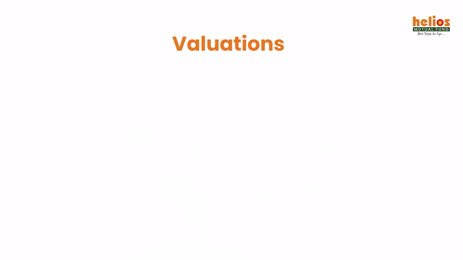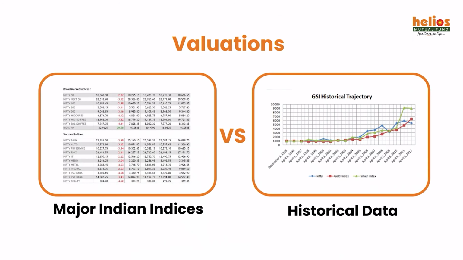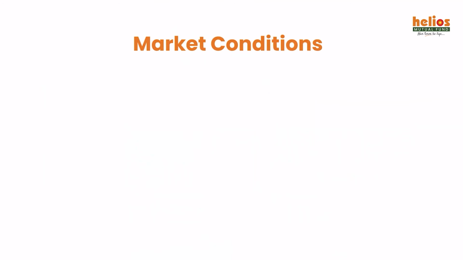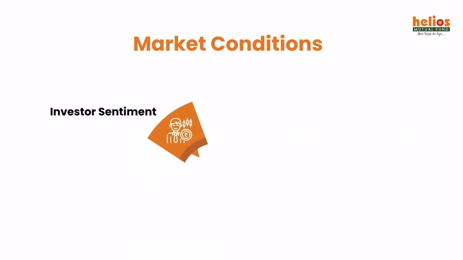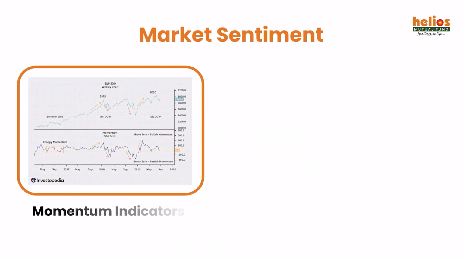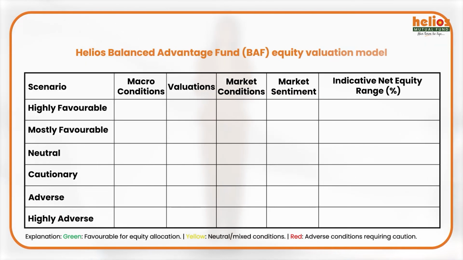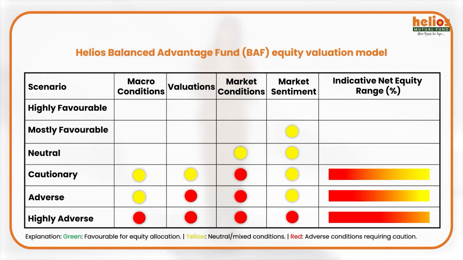Valuations monitors the valuation of major Indian indices versus historical data. Market conditions tracks investor sentiment, cash activity, IPO demand, and more. Market sentiment analyzes momentum indicators, the India VIX index, and other factors. Equity exposure is reduced when all pillars are red and increased when all are green.